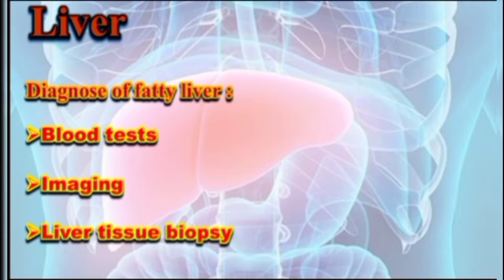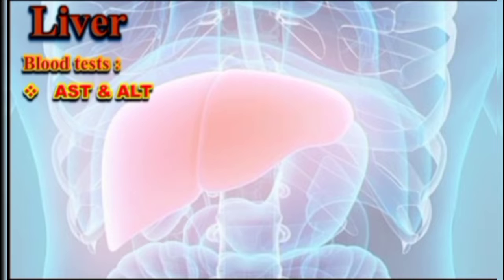Methods used to diagnose fatty liver include blood tests, which include liver enzyme and liver function tests; imaging, which is done through different methods such as CT scan, ultrasound, or MRI; and liver tissue biopsy, in which a small part of the liver is removed by a needle. The liver enzyme test includes alanine transaminase, aspartate transaminase, and alkaline phosphatase. The liver function test includes PT, INR, PTT, albumin, and bilirubin.